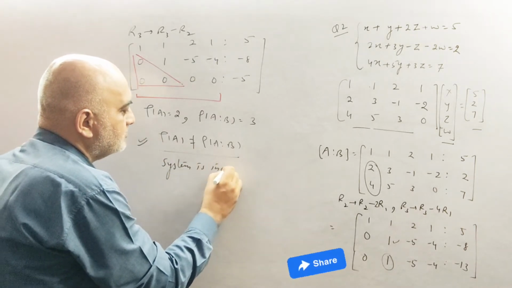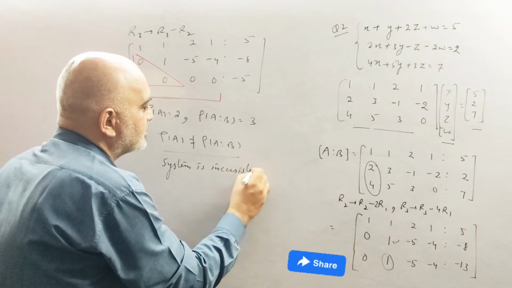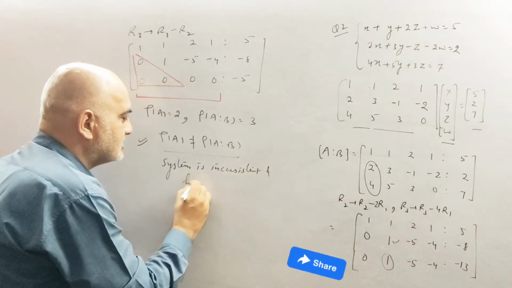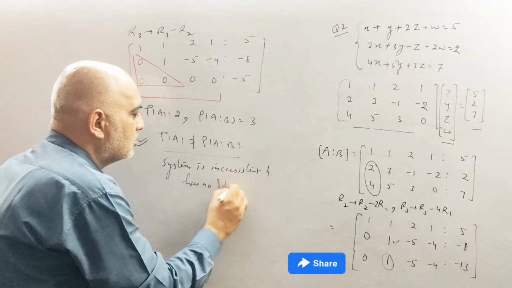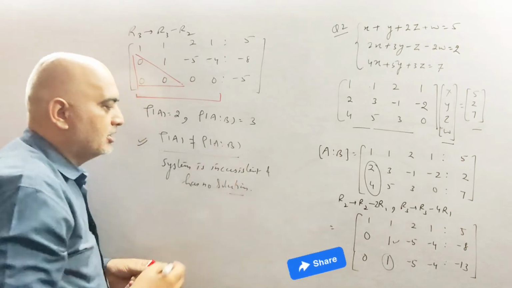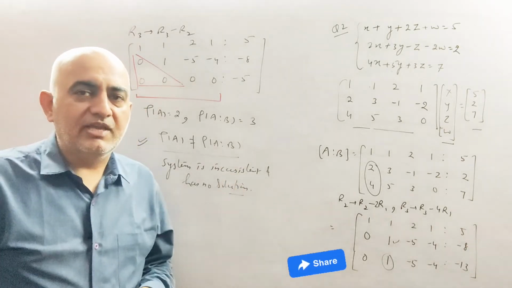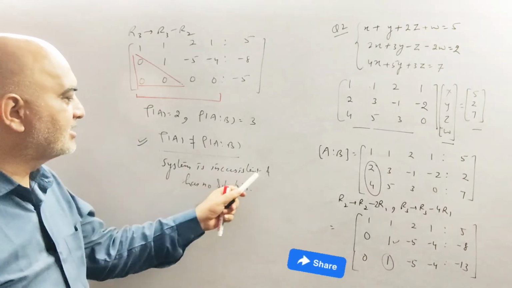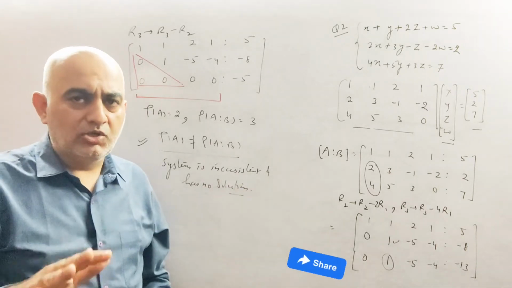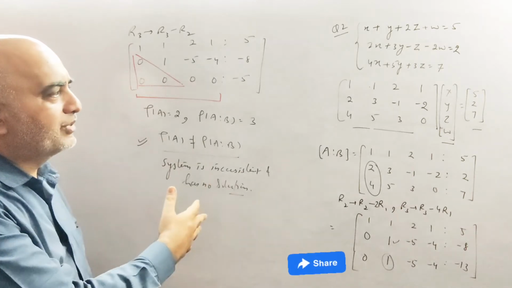Our result is final. That is, system is inconsistent and has no solution. सिस्टम का कोई भी सॉल्यूशन एग्जिस्ट नहीं करेगा. सॉल्यूशन इज इनकंसिस्टेंट एंड हैज नो सॉल्यूशन. राइट? दिस इज आवर सेकंड एग्जांपल.